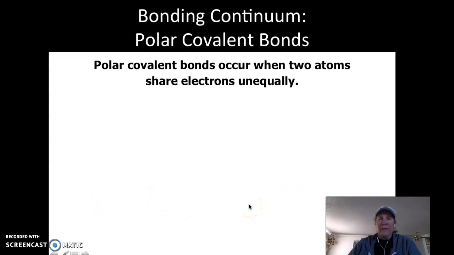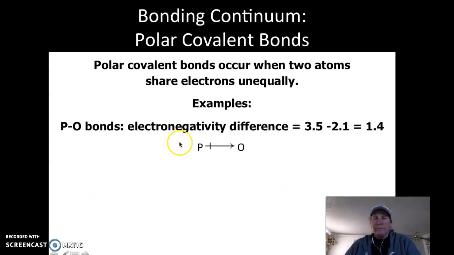When you're looking at polar covalent bonds, you have two atoms that are sharing electrons, but they're not sharing them equally. So here's between phosphorus and oxygen. Always start with the higher number. Phosphorus is 2.1, oxygen's 3.5. Anyway, start with the higher number, and the difference is 1.4. That is a polar covalent bond.